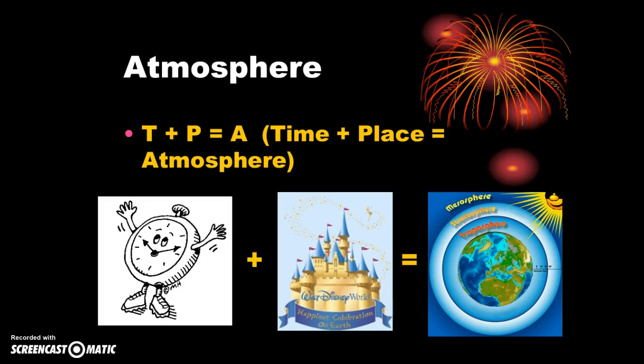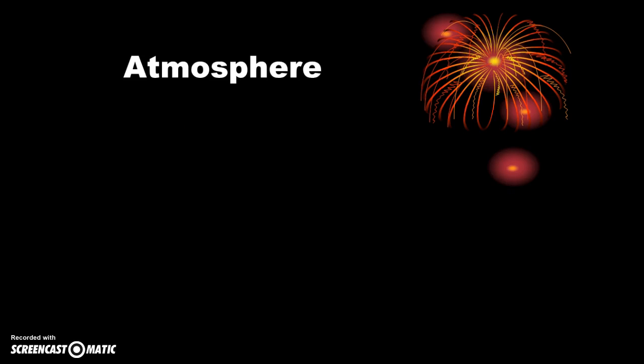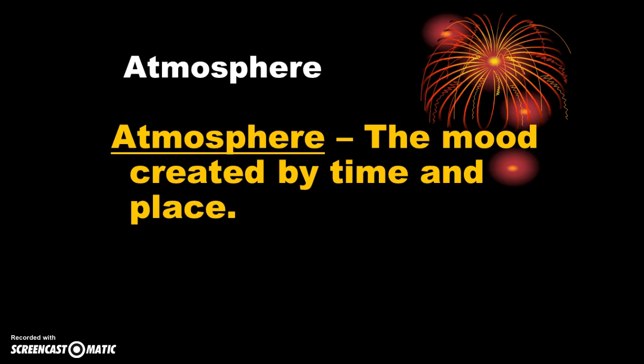Time, place, atmosphere. Atmosphere is the mood created by time and place. If you change one, if you change the time, you change the atmosphere. For example, you'll have a certain atmosphere at 9 a.m. on a Monday morning in school. But if I just change one, still have 9 a.m. Monday morning, but let's change it to Great Adventure. Does the atmosphere change?